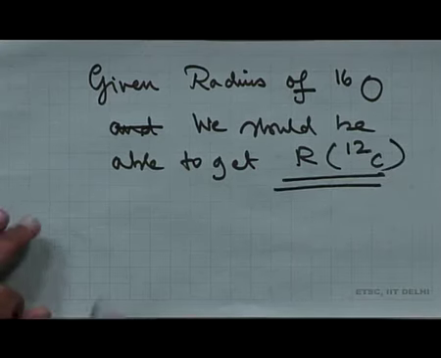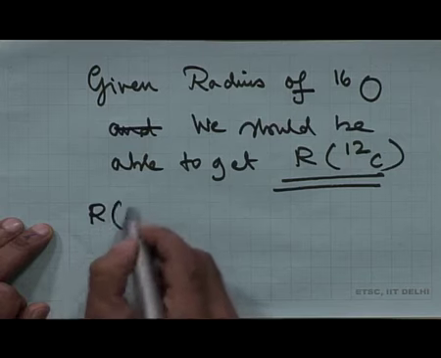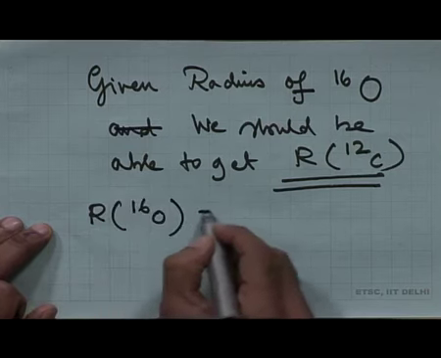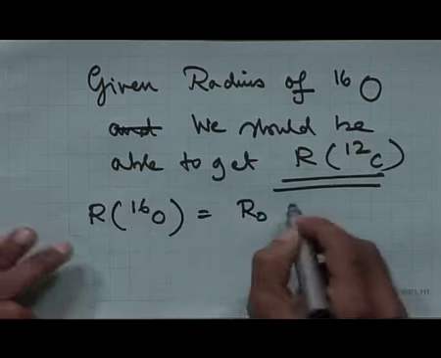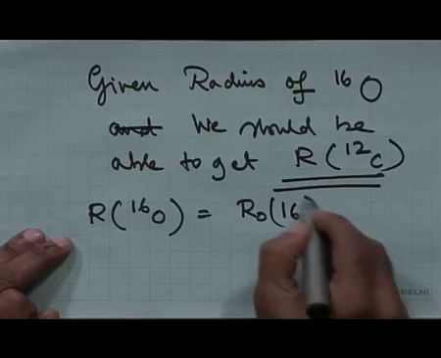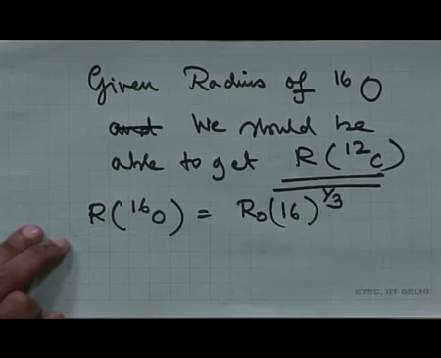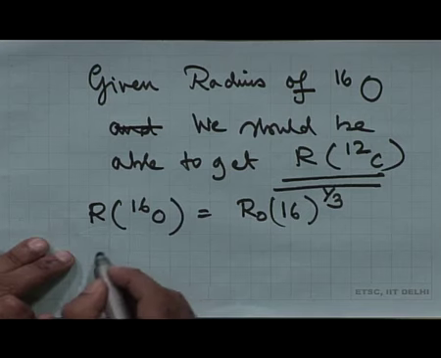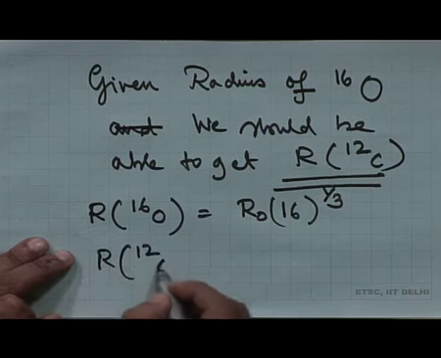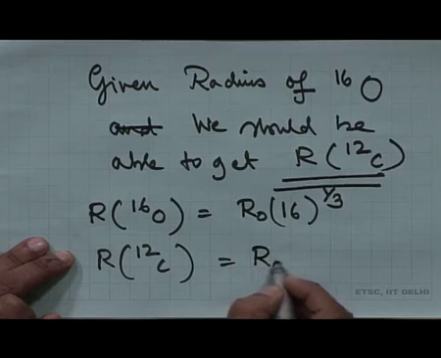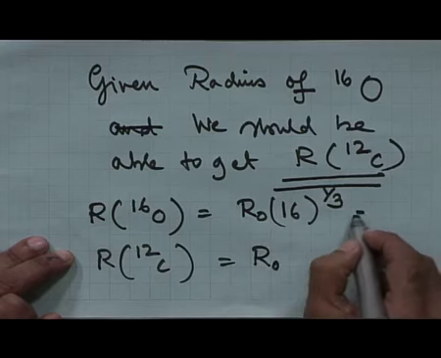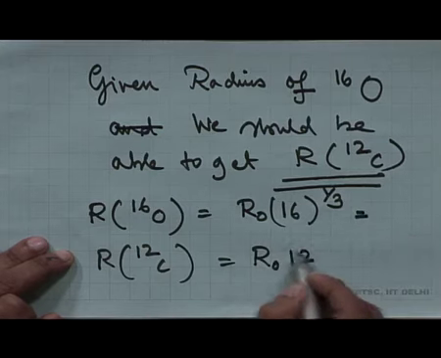We should be able to get that. How do I do that? Radius of 16 O is R0 into 16 to the power of 1/3, and radius of 12 carbon is R0. So let us say I know this, into 12 to the power of 1/3.